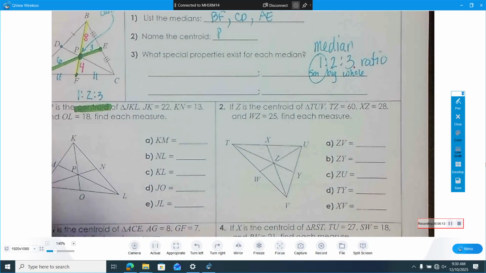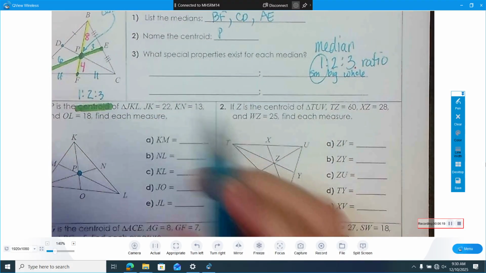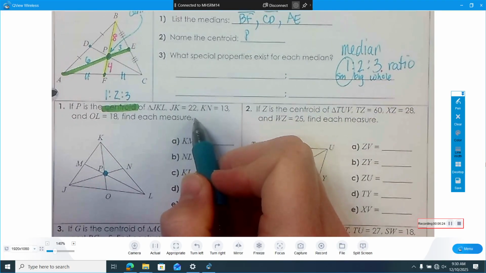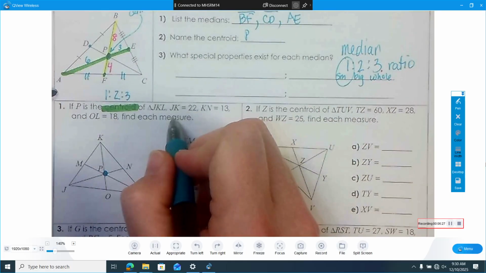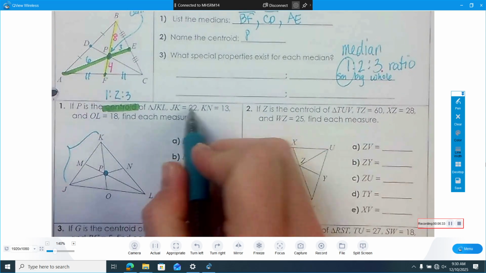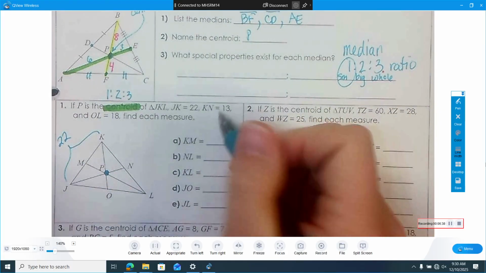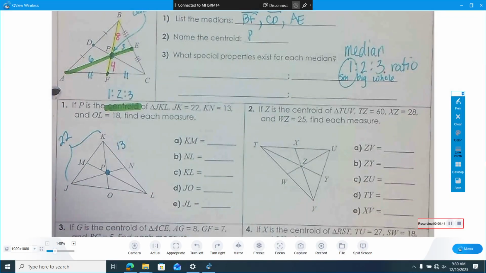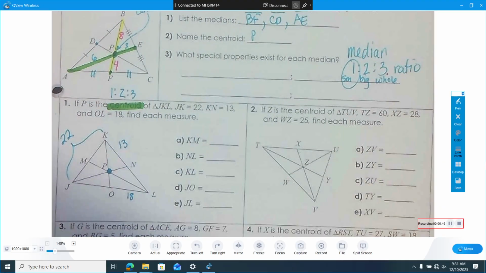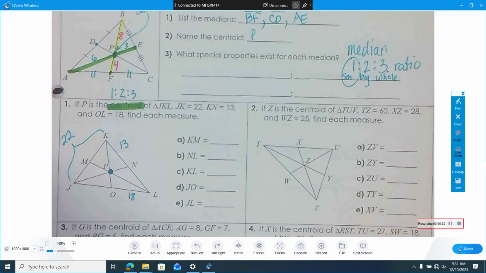You got it. Okay. So P is the centroid of triangle JKL. Now, again, when they give us information, what do we need to do? Mark our picture. We need to mark the picture. JK is 22. KN is 13. And OL is 18.